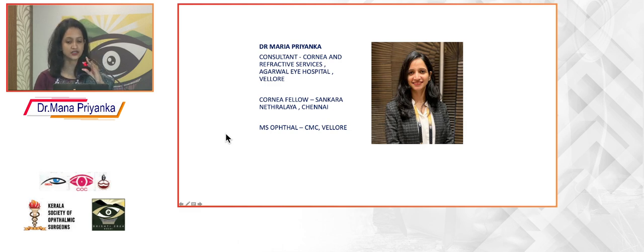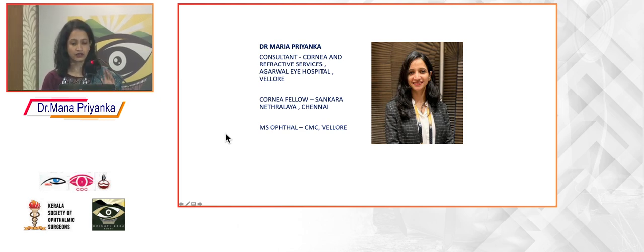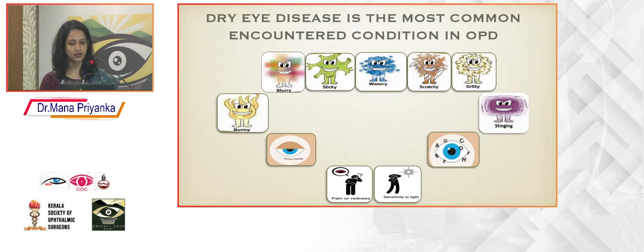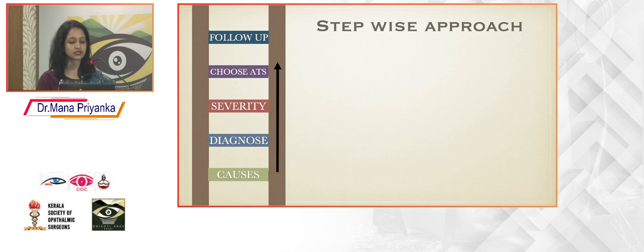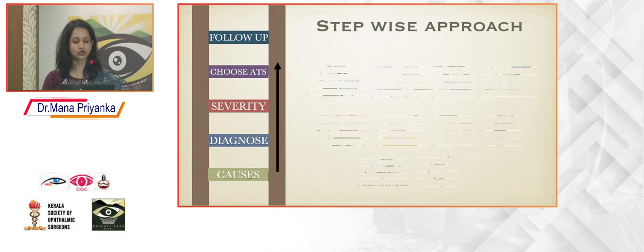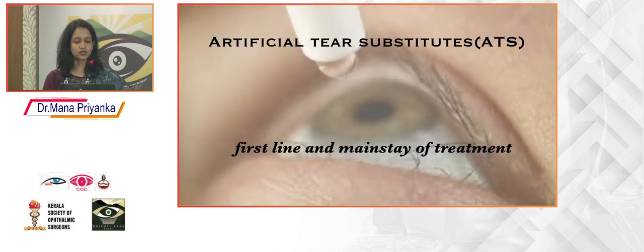So dry eye disease is the most commonly encountered condition which we see in our OPD, where patients usually come with a lot of overlapping symptoms. So here is a plethora of symptoms they usually present with, but a stepwise approach to manage them is very important. We have to diagnose the cause of DED. Knowing the severity of the condition helps us to come to a conclusion on the apt tear substitutes we are supposed to use. So artificial tear substitutes are the first line and mainstay of treatment.